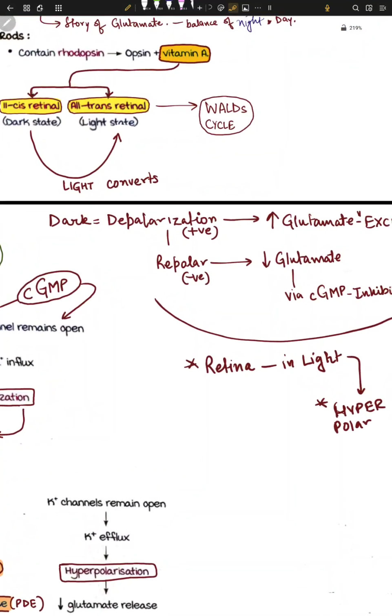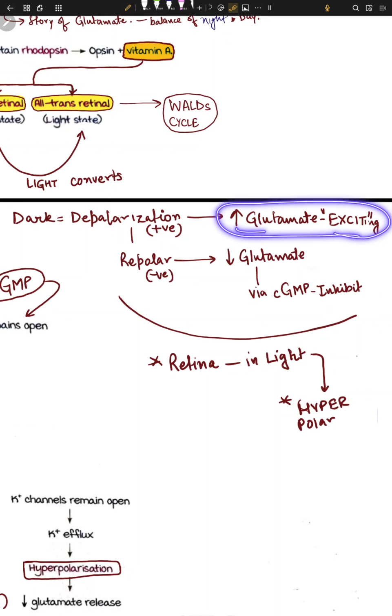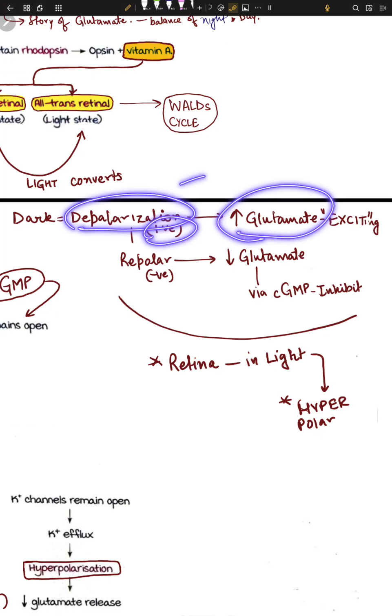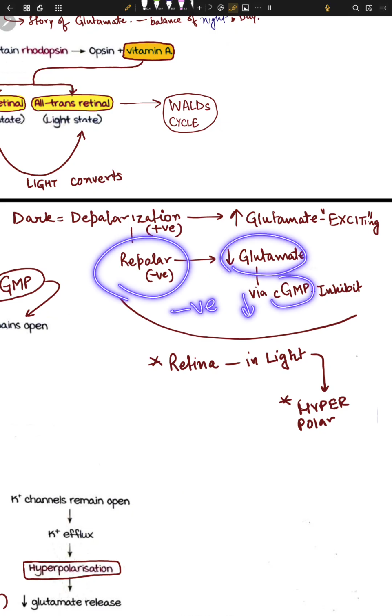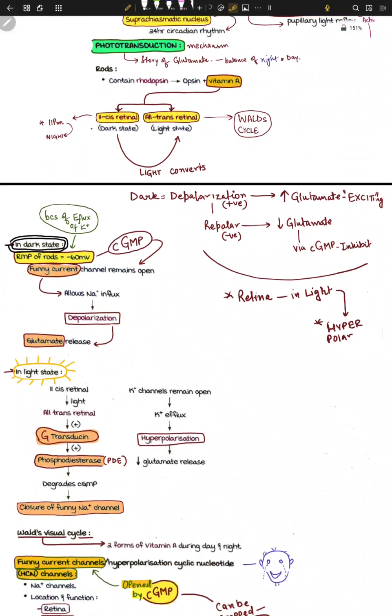So let's try to remember this. Dark is for depolarization, which is positively charged. And I told you glutamate is an excitatory neurotransmitter. So to remember this, depolarization is positive and glutamate is positive. So depolarization equals glutamate, and it is done with sodium. What about hyperpolarization? Hyperpolarization is negatively charged. So glutamate levels go down, via cGMP inhibition. In the retina, in light, hyperpolarization, we know this already. We just discussed this.